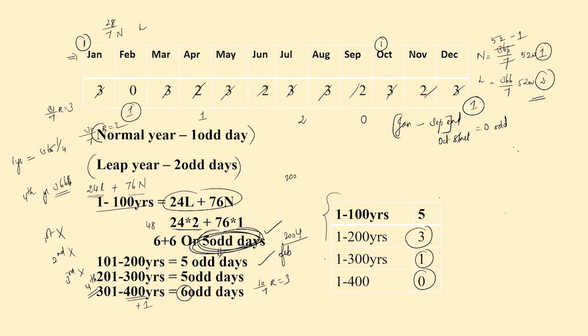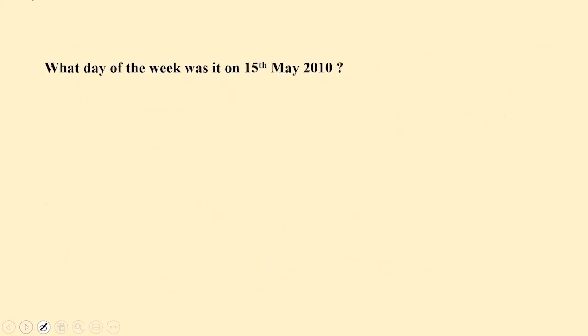So the first 100 years you'll have 5 odd days, the first 200 years you'll have 3 odd days, the first 300 years you'll have 1 odd day, and the first 400 years you'll have 0 odd days. So every multiple of the first 400 years also you'll have 0 odd days. First 400 years will have 0 odd days, first 800 years will have 0 odd days, first 1600 years will also have 0 odd days, first 2000 years will also have 0 odd days. So that way calculation becomes much easier. So now let's go into a problem and check it out.